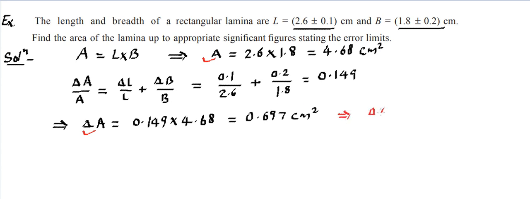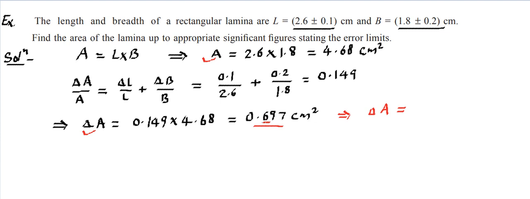The significant figures up to which the error in area has to be written is equal to the significant figures involved in the errors of the quantities that are there. So both have one significant figure. So we will be rounding off this expression to one significant figure. If we want to round off to one significant figure, that means this is the only digit or place that has to be maintained.